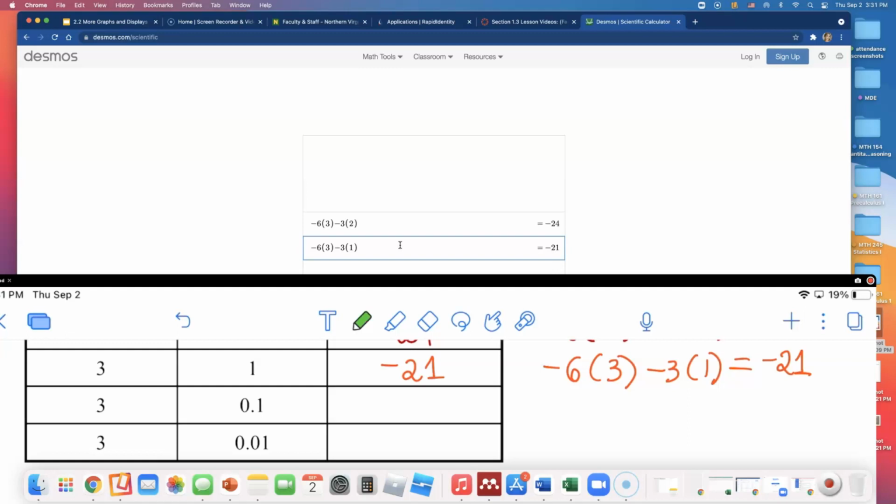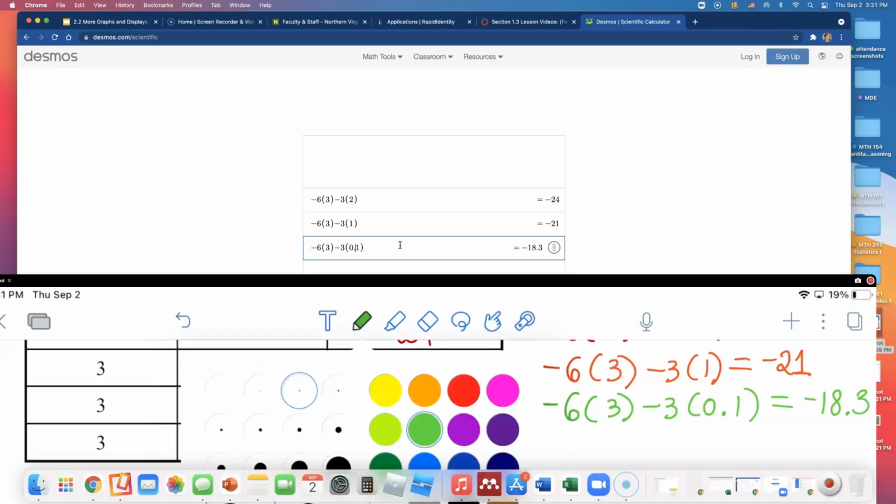All right, what's next? I'm going to plug in x is 3, but h is 0.1. What's that going to be? Let me copy this and type this in my calculator, 0.1. It comes out to be -18.3. Ooh, where is it going? -18.3. And lastly, h is getting really, really small.